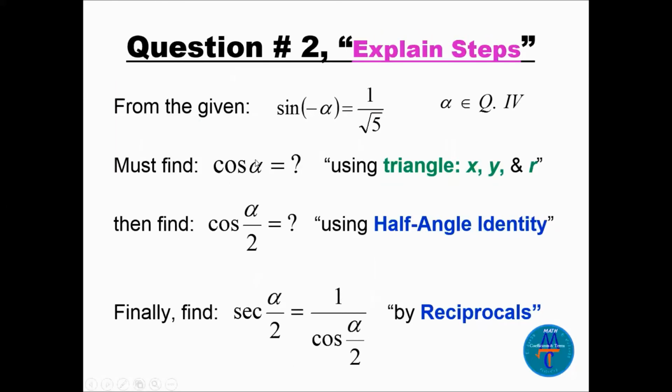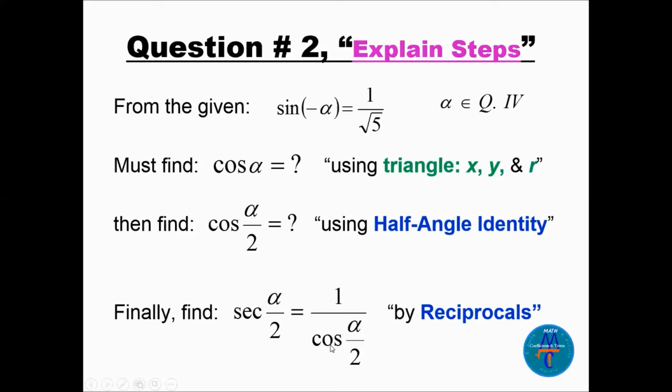From sine of minus alpha, I have to find cosine of alpha by using a triangle, x, y, and r. And then from cosine alpha, I can reach cosine of alpha over 2. There's a formula for the half angle. Then the final answer that I need, secant of alpha over 2, is 1 over cosine of alpha over 2 by the reciprocals. Because cosine is the reciprocal of secant and secant is the reciprocal of cosine.